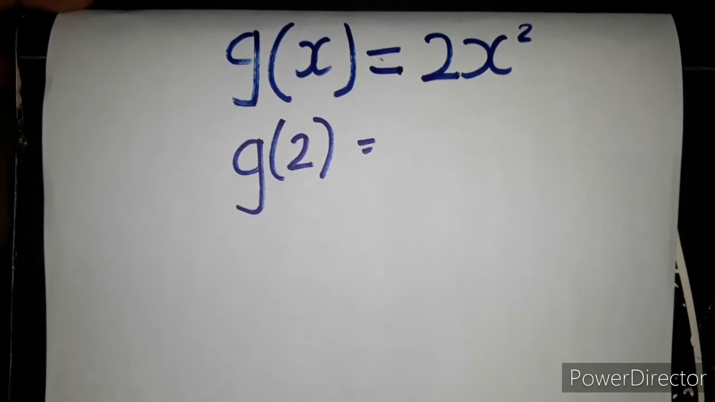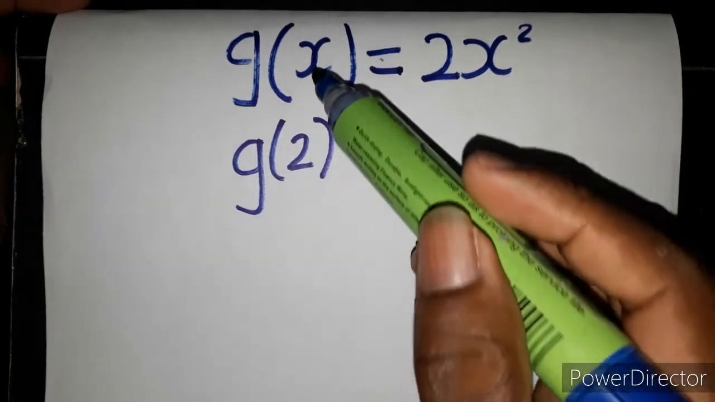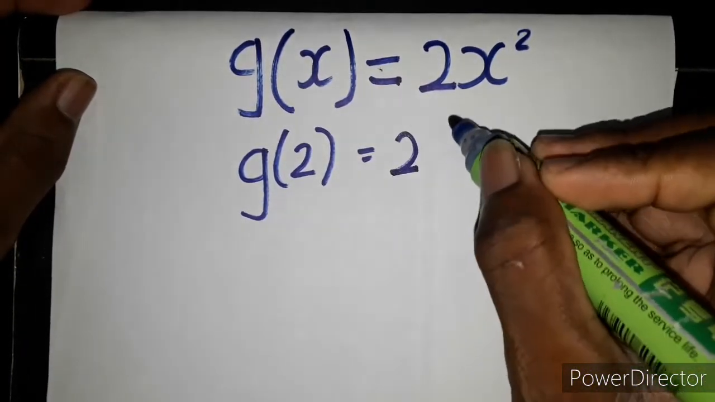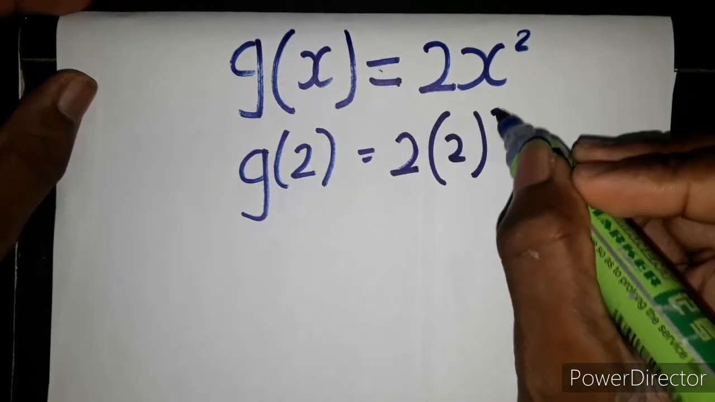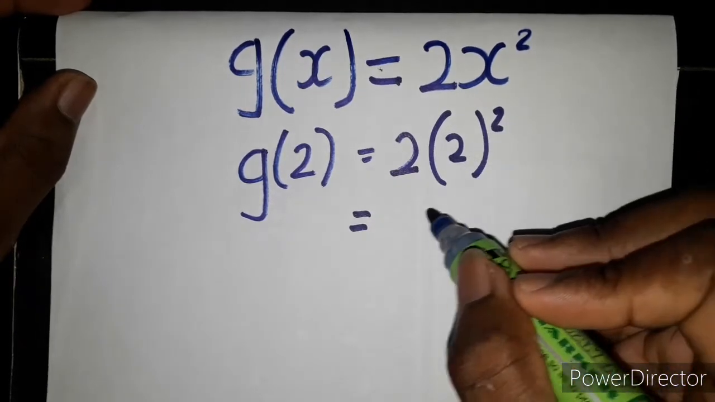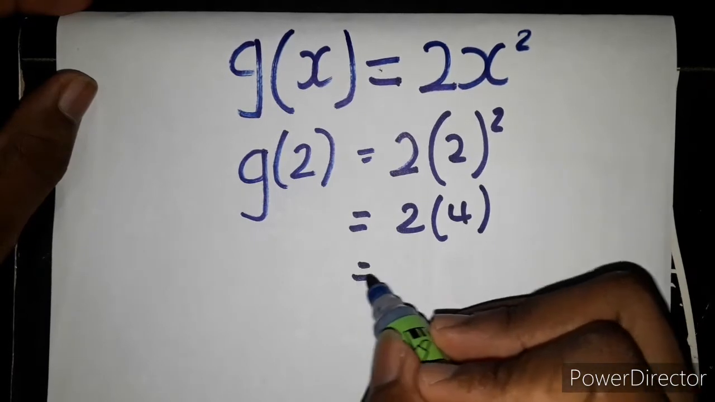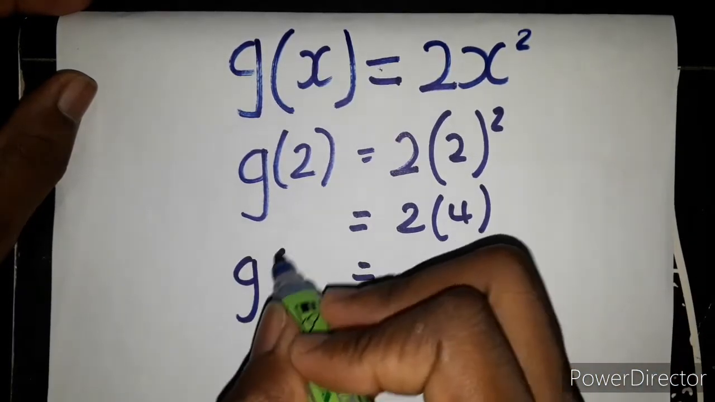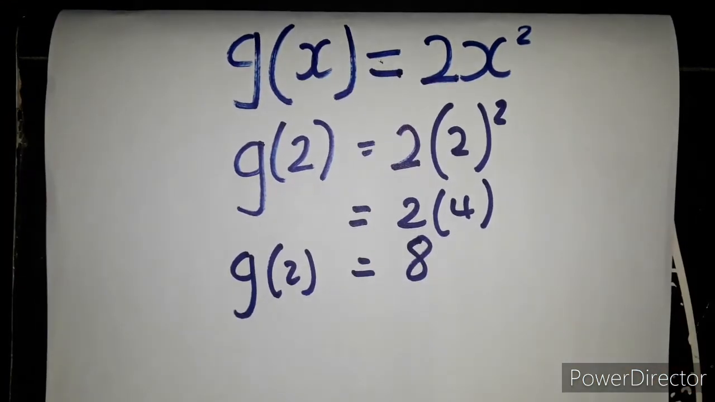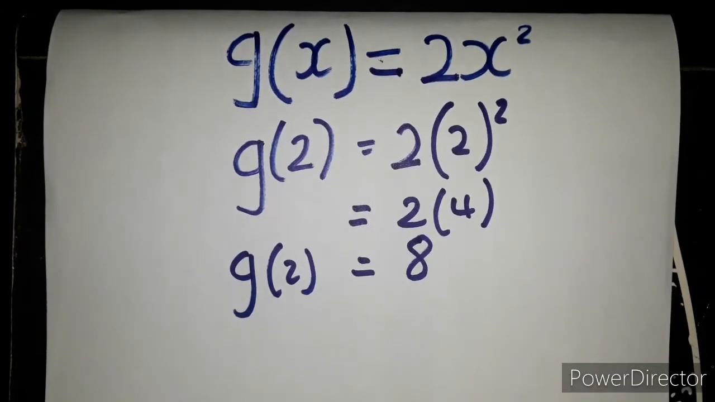Alright, so we have g of x is equal to this, and we want to find g of 2. So all we have to do is replace x with 2. So the function will be 2 in brackets 2 squared. And g of 2 will be 2 times 2 squared, 2 squared is 4, 2 times 4 is 8. So g of 2 will be equal to 8. So as you can see here, we inputted 2, and the thing that we got out was 8.